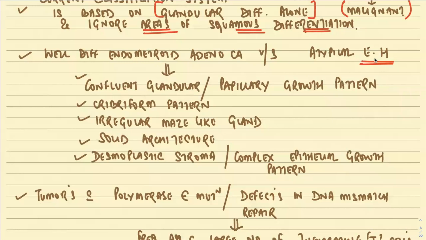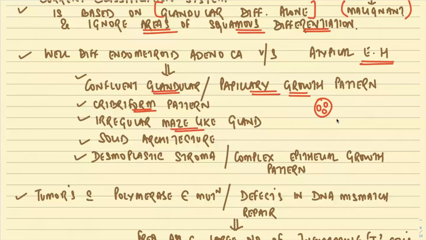Okay. So very importantly, the well-differentiated endometrioid adenocarcinomas show a confluent glandular or papillary growth pattern wherein there is a back-to-back arrangement without any stromal tissue in between. That signifies that there is an invasion of the stroma. There is a cribriform pattern. Cribriform means this pattern. I will show you all the diagrams.